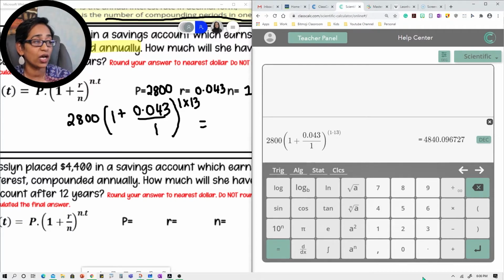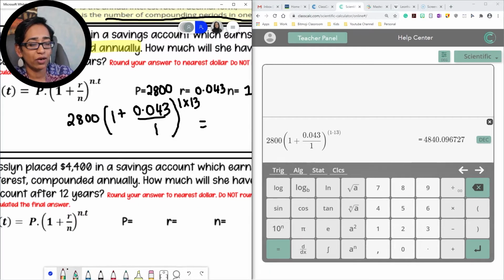and the amount that I got is 4,840 dollars and 0.096727 cents. They ask you to round off to the nearest dollar. Sometimes they ask you to round off to the nearest cents. That is 2 decimal places. When they say round off to the nearest dollar, you're going to give me the entire dollar amount. So according to this particular answer, my dollar amount is 4,840.